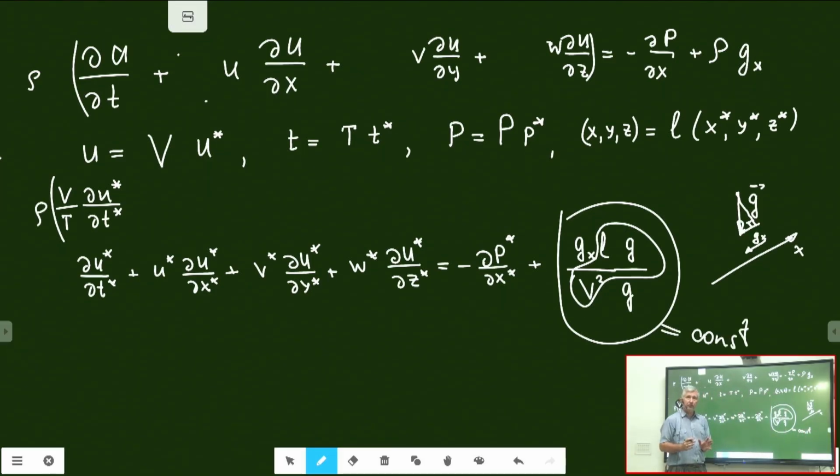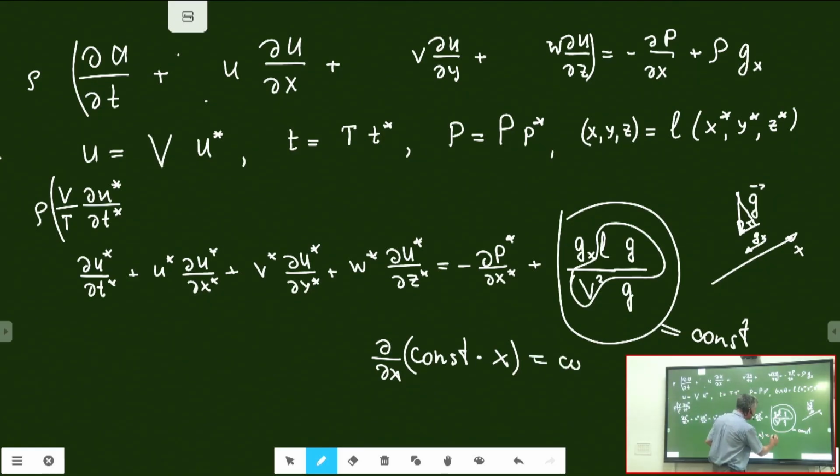Agree? Now, if it is a constant, and I multiply it by x, and then I differentiate it with respect to x, what will happen? You will get it back, right? So this will be the original constant. Agree?